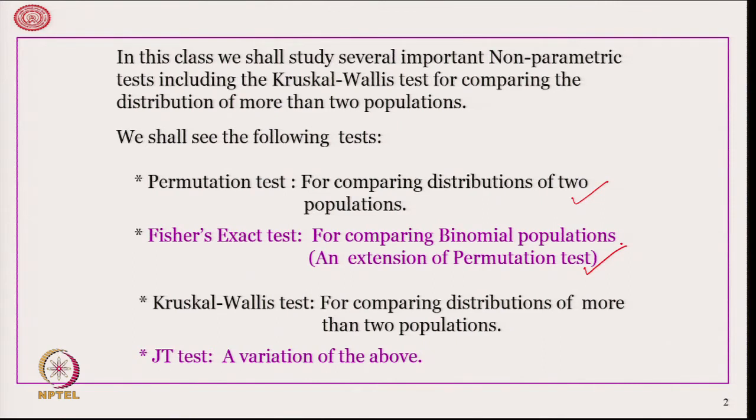Then I shall talk about Kruskal-Wallis test. It is different from the earlier ones in the sense that here we will be comparing more than two populations. That is, we shall focus on the distributions of more than two populations, and then we will go to JT test, which is a variation of the above. That means, here also we shall compare more than two population distributions. So, let us begin with permutation test.